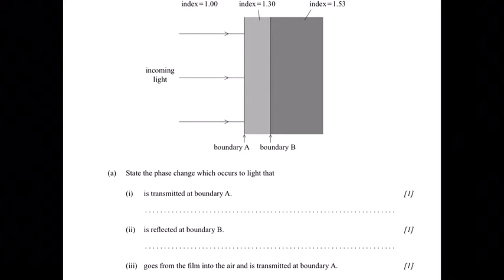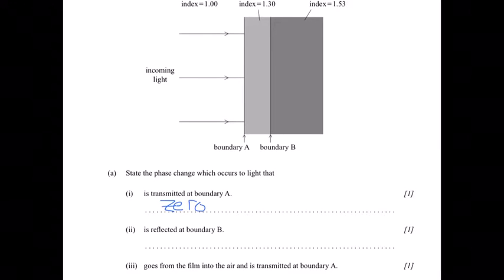If we have a look, it's asking us to state the phase change which occurs to light that is transmitted at boundary A, so that's between air and this initial one. Well, when we've got less dense to more dense in terms of refraction, there is not going to be a change at all, so there's zero phase change.